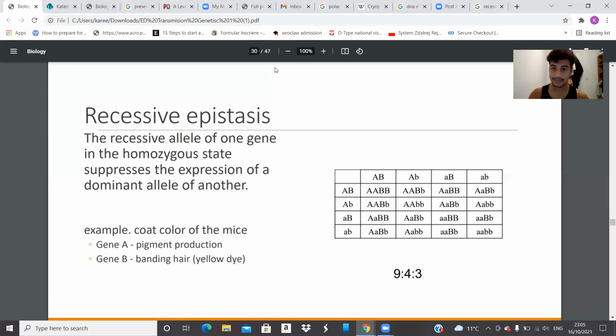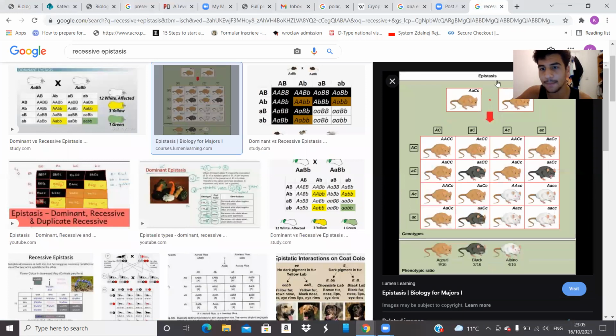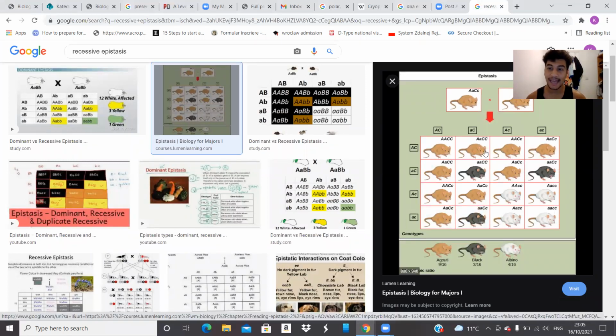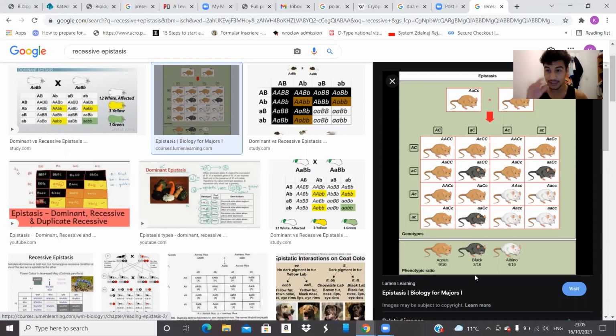So that being said, here's the example: white, black, and yellow. Here we can see that there are 3 phenotypes. Keep this in mind, it's going to be important. 3 phenotypes. You have 4 white mice. All the white mice are homozygous recessive at the C gene, so they have 2 small c's. That means that their process 1 isn't going, so they're always going to be white.